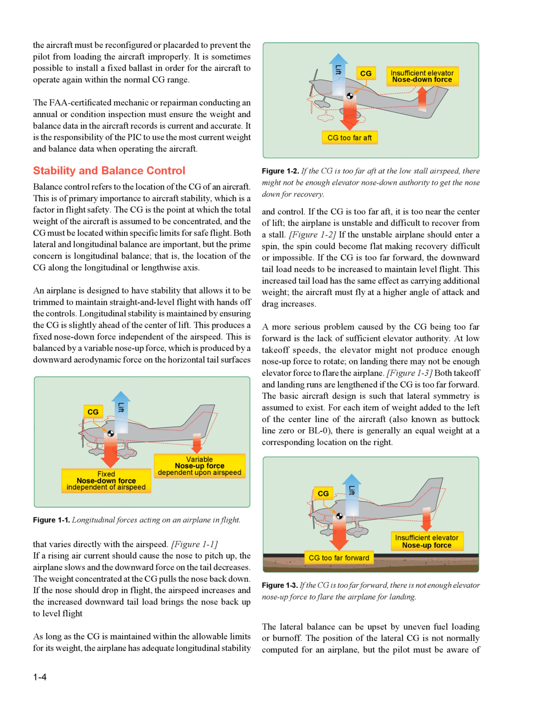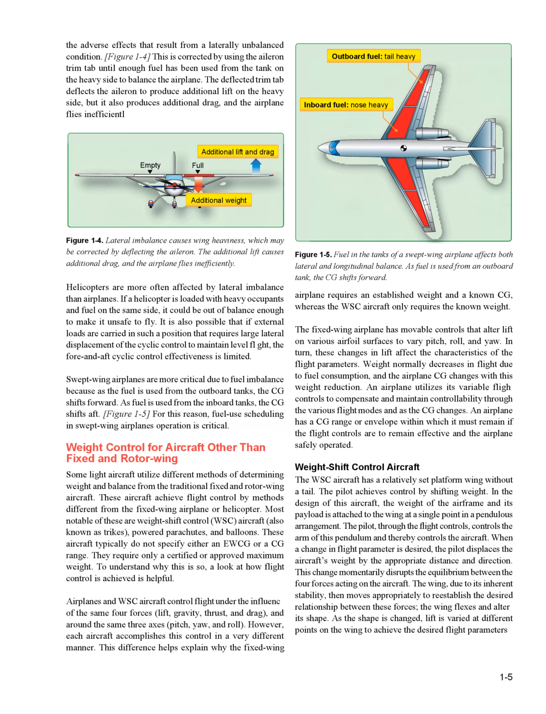The lateral balance can be upset by uneven fuel loading or burn-off. The position of the lateral CG is not normally computed for an airplane, but the pilot must be aware of the adverse effects that result from a laterally unbalanced condition. Figure 1.4, this is corrected by using the aileron trim tab until enough fuel has been used from the tank on the heavy side to balance the airplane. The deflected trim tab deflects the aileron to produce additional lift on the heavy side, but it also produces additional drag, and the airplane flies inefficiently.